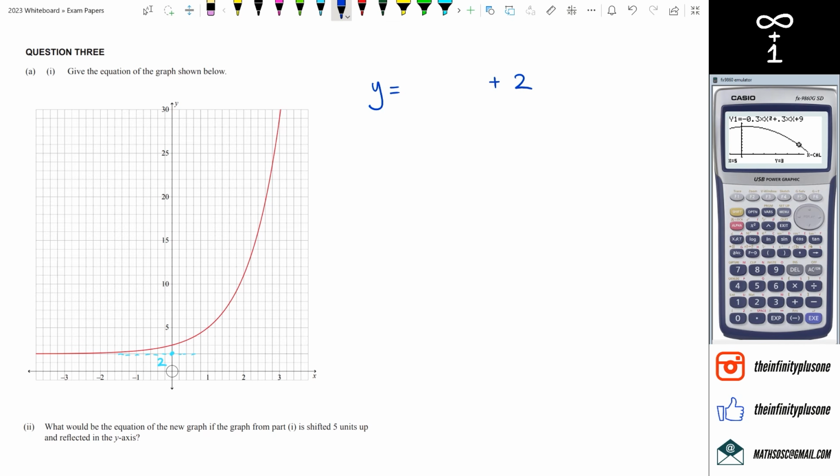Normally if you have an exponential curve, the asymptote will be along the 0 there, but in this case it's not. So it's actually moved up by 2. So we're going to put that plus 2. The next thing is to try and figure out what the ratio is.